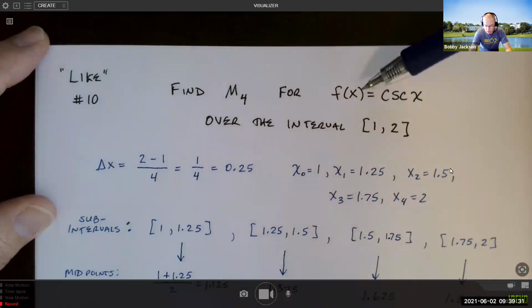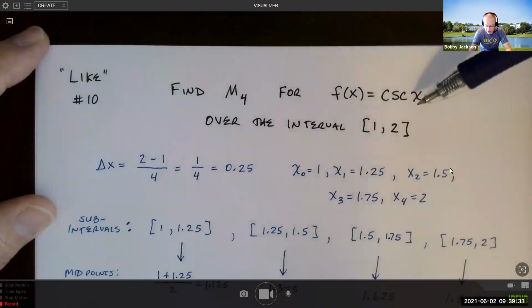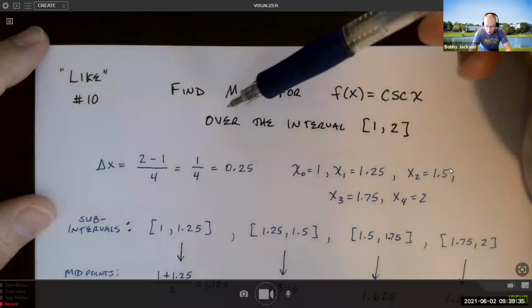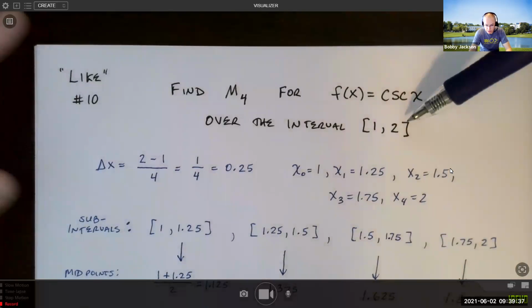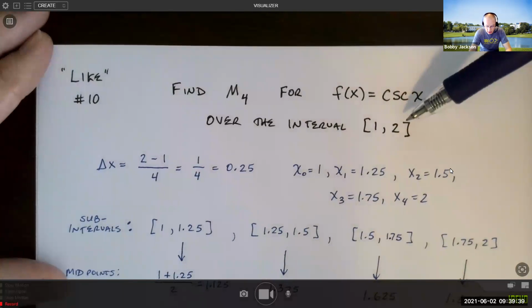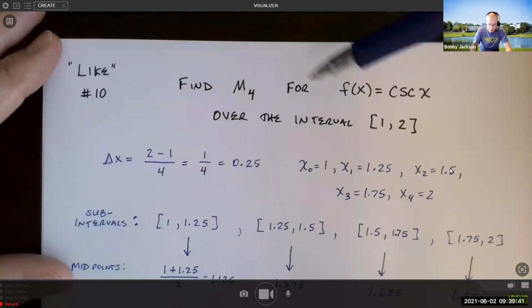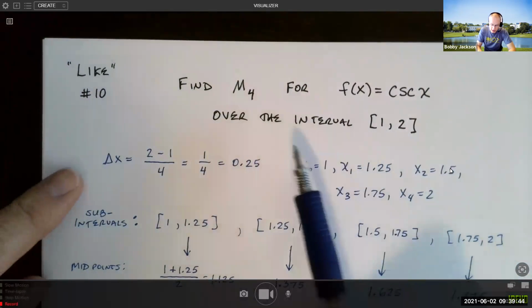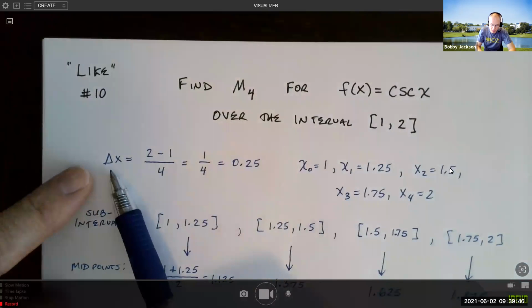The function I'm going to use is cosecant x. I think in number 10 it's secant x. And I'm going to go over the interval from 1 to 2 as opposed to 0 to 1 in number 10. So very similar. The first job, as always with these, is to find the width of each subinterval, your delta x. And it's the length of the interval.